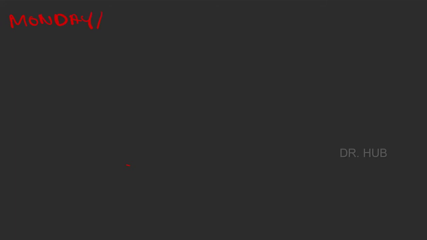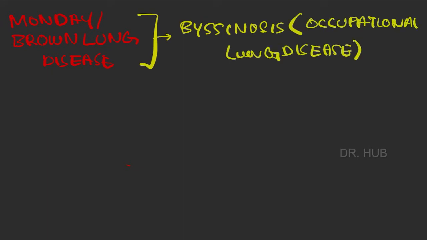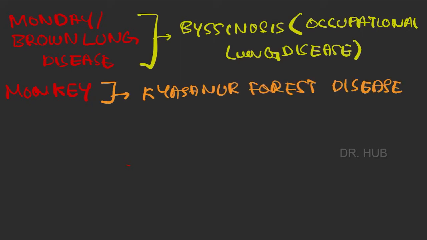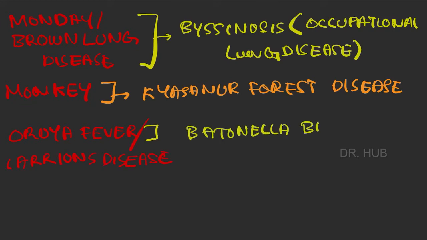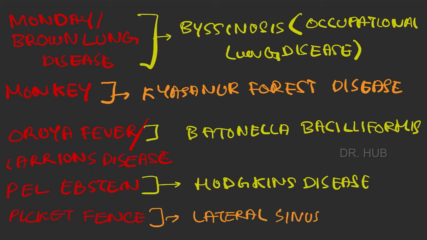Moving on to the Monday fever or brown lung disease. This is seen in case of byssinosis, that is occupational lung disease. And then we have the monkey fever due to Kyasanur forest disease. Then Oroya fever or Carrion's disease. It is seen in case of Bartonella bacilliformis. Next, there is the Pel-Ebstein fever. This is seen in Hodgkin's disease. And then the picket fence fever, seen in case of lateral sinus thrombophlebitis.